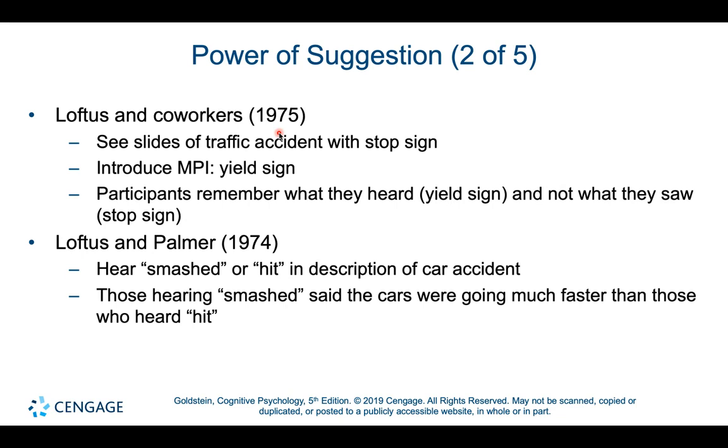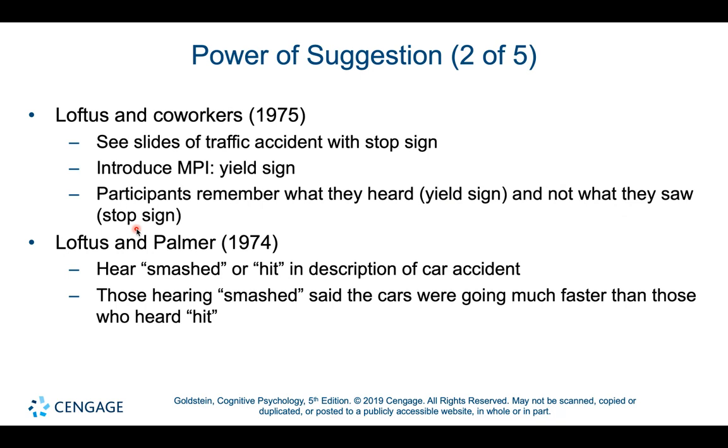She's really great. But she did some early experiments in this area where people, for example, saw a traffic accident, a slide of an intersection that has a traffic accident, and that intersection had a stop sign. However, the researchers subtly introduced the misinformation that it was actually a yield sign. So in reality, it was a stop sign, but the researchers on the sly introduced the information that it was in fact a yield sign. And so what happens is many participants adjust and change their memory to claim that it was in fact a yield sign, which was not true, and that they never saw a stop sign, which they actually did.